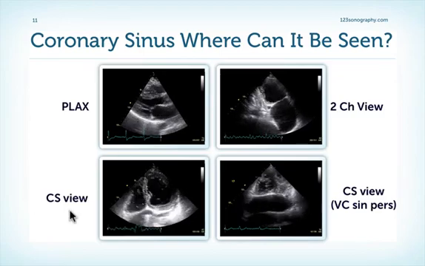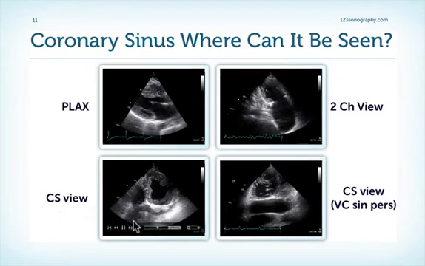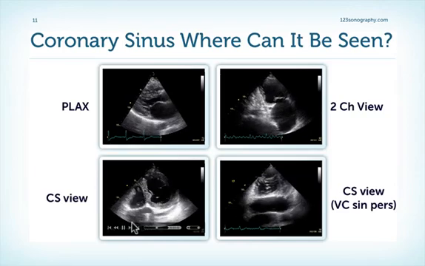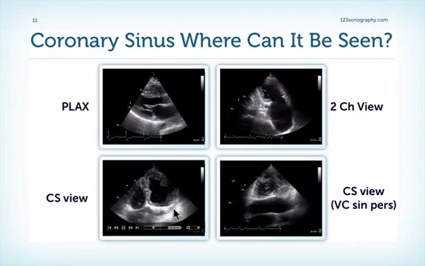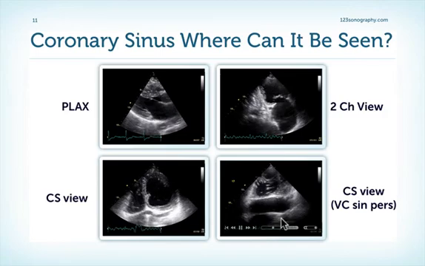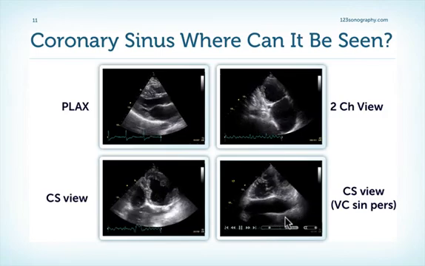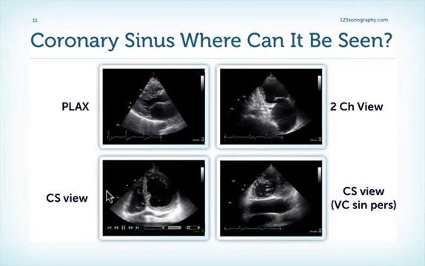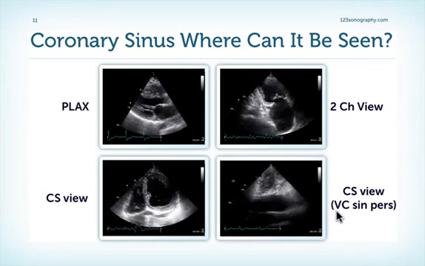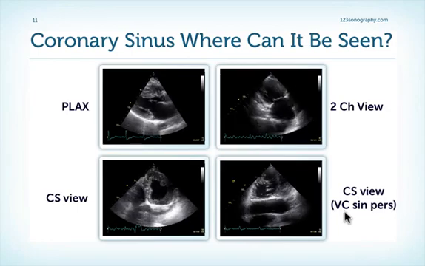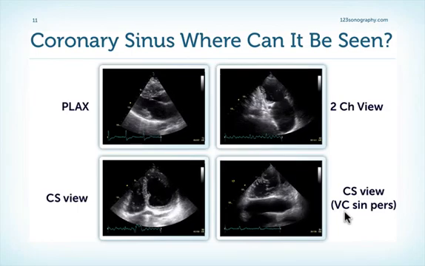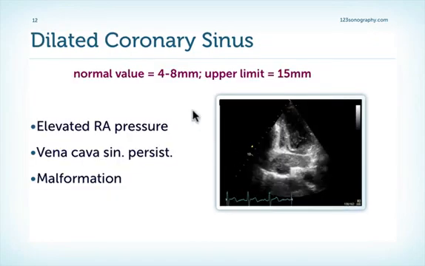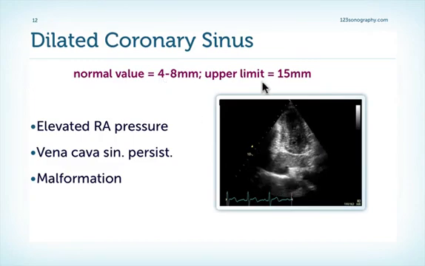Here we have a classic coronary sinus view. We talked about this view in the How to Image section. This is the coronary sinus. And finally, I want to show you an example of a patient who has a massively dilated coronary sinus, also in a coronary sinus view, because he has a persistent vena cava superior. The normal value for the coronary sinus is 4 to 8 millimeters, with the upper limit being 50 millimeters.